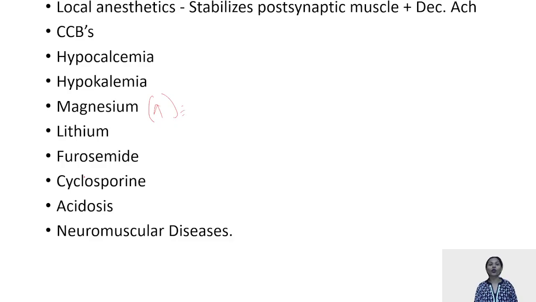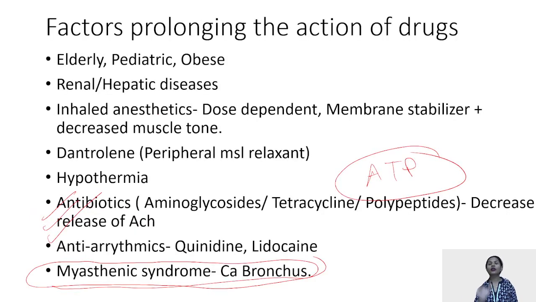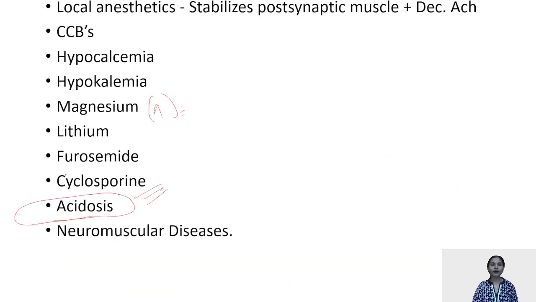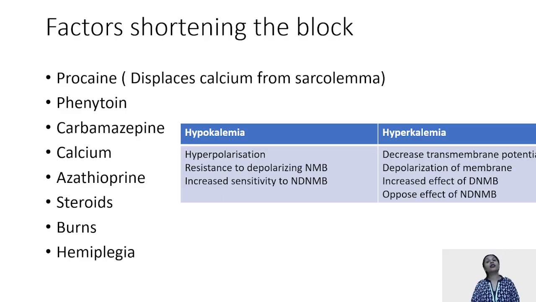Then lithium, furosemide, cyclosporine, acidosis lead to an increase in the activity, and your certain neuromuscular diseases. They all can potentiate the action of neuromuscular agents. Out of this, the most important are your renal and organ failures, your antibiotics, hypothermia, and your electrolytes. These are the most important things that you all have to remember for prolongation of the action. Now, there are certain factors which can lead to shortening of the block also.